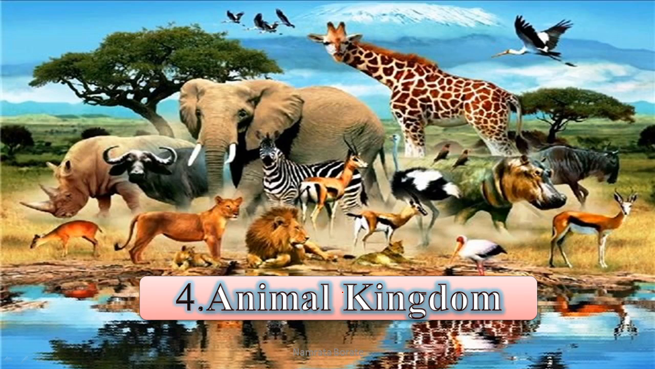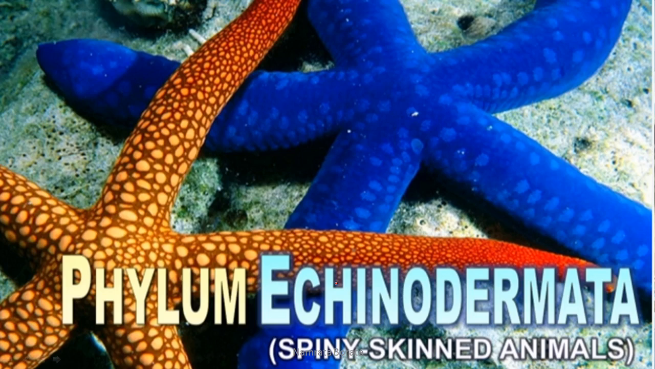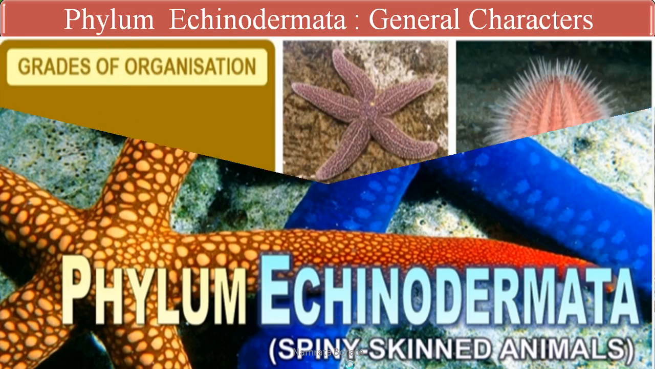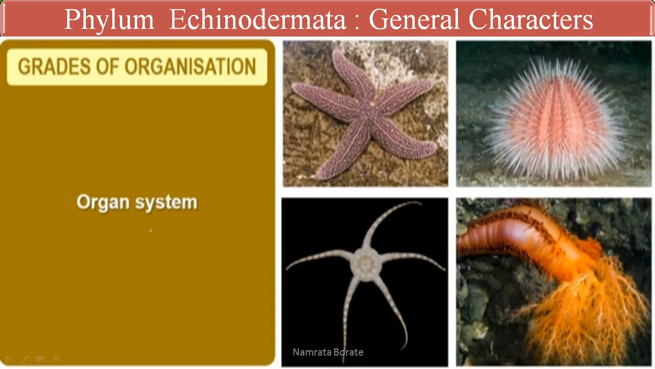We are going to continue the next part of the fourth topic, that's phylum Echinodermata. It is also known as the spiny skin animals. The first characteristic we see is that the organism shows the organ system grade of organization.